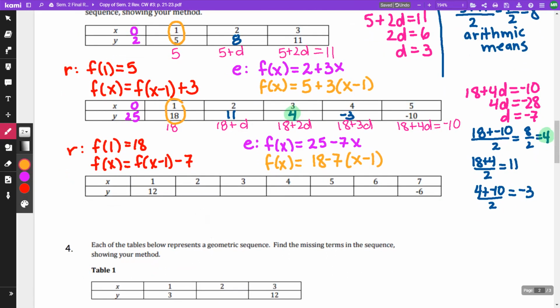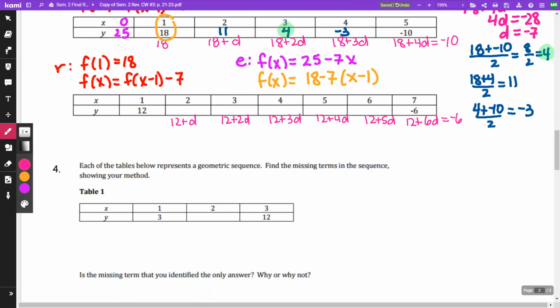Okay, the next one. In this case, this is going to be 12 plus d, 12 plus 2d, 12 plus 3d, 12 plus 4d, 12 plus 5d, and this last one is 12 plus 6d, and that's going to equal a negative 6.